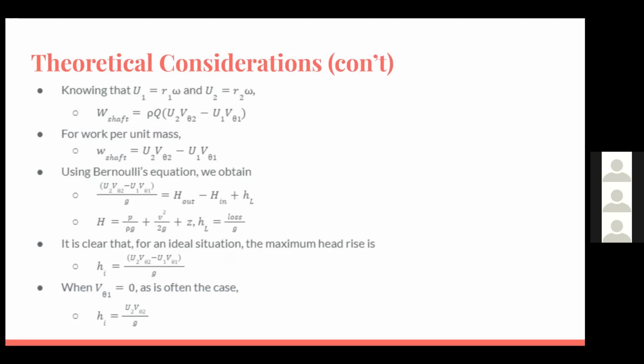Now, in the ideal situation, obviously we won't have loss, so the maximum head rise can be written as (U2 V theta 2 minus U1 V theta 1) over gravity. Or when V theta 1 is equal to 0, which is often the case, we just have that the maximum head rise is H_i equals U2 V theta 2 over g.